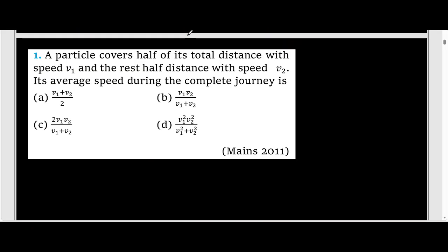Now let's see how many questions are based on just this one formula. Mains 2011: a particle covers half of its total distance with speed v1, the next half with speed v2. That means equal distances, half with v1, half with v2. Now for the entire journey, what is the average speed? It is 2v1 v2 by v1 plus v2. Direct formula.